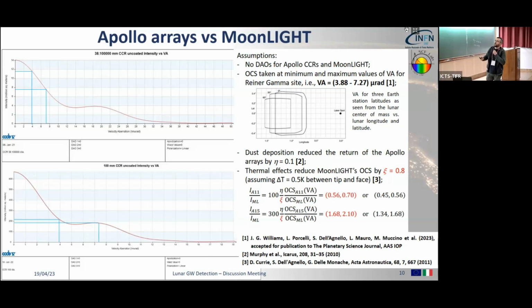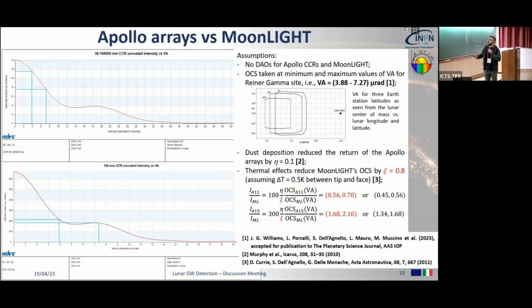So if you look at the response of these retroreflectors, we are between something like 10 million square meters, which is the optical cross-section for a single retroreflector of Apollo, and almost 200 for MoonLIGHT. You take into account that Apollo arrays 11 and 14 have 100 of them, 15 has 300 of them. You take into account dust deposition on the current lunar arrays, so the reduction is 90% after almost 60 years. You take into account possible simulation of thermal effects, because thermal effects may degrade a little bit the response of the retroreflector. You take into account these numbers and you get this ratio. Namely, you can see by the numbers that they are comparable.